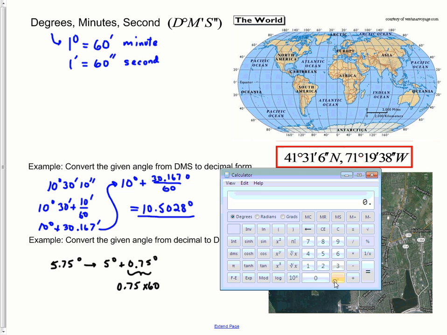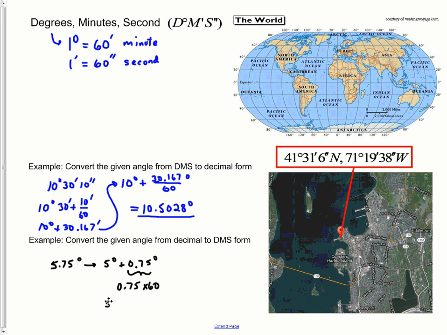So 0.75 times 60 is going to give me 45 minutes. So 5 degrees and 45 minutes. And since that divided evenly, we're going to say that there are 0 seconds right here. So this is now degrees, minutes, seconds form.